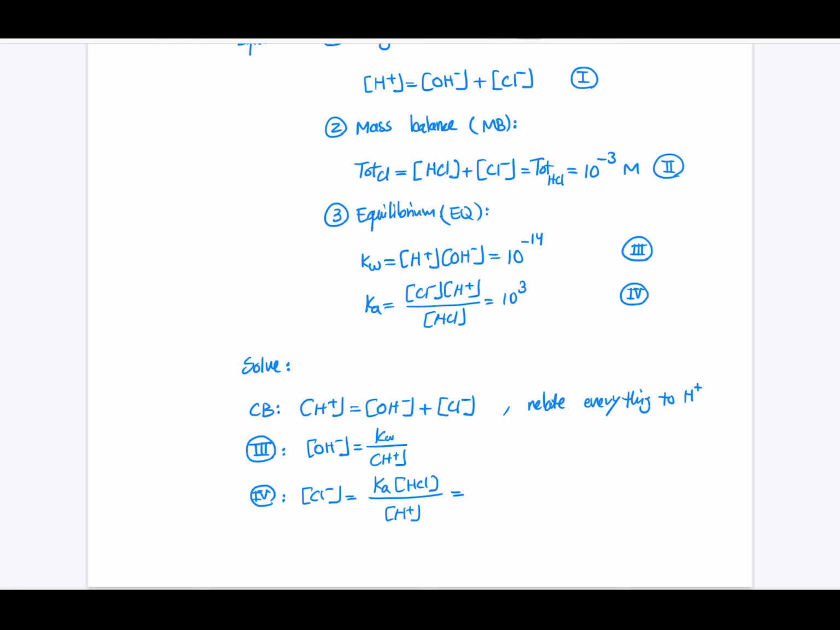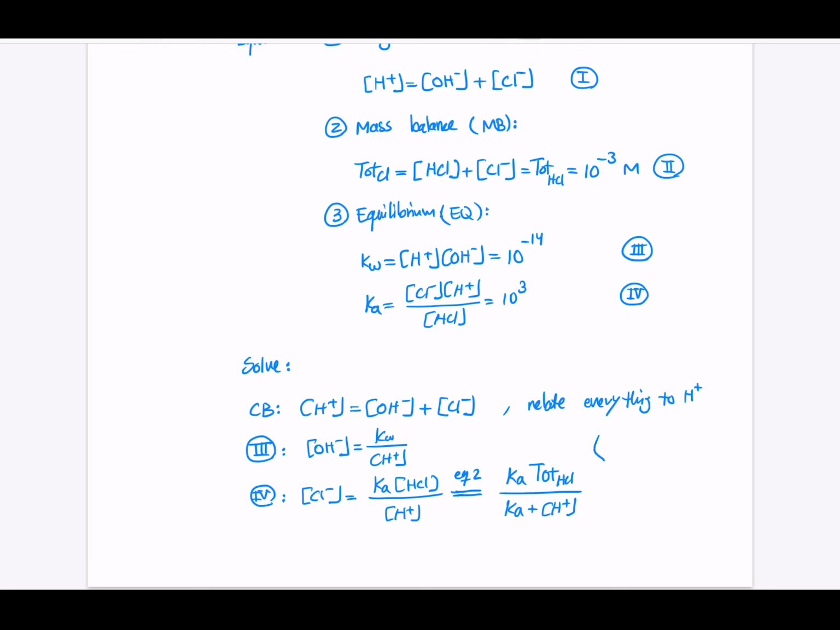Okay, so if we also take into account equation 2, eventually we get to something like this: Ka times total Cl, or which would be the total HCl, divided by Ka plus H. You could also use alpha notation if you're interested to do that. And you need to do a little bit more rearrangement to get to this one.